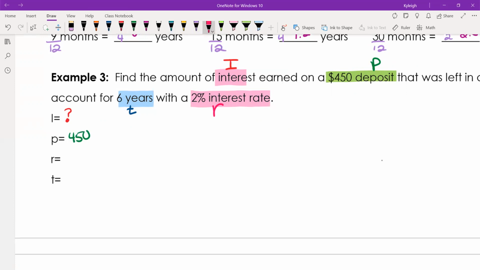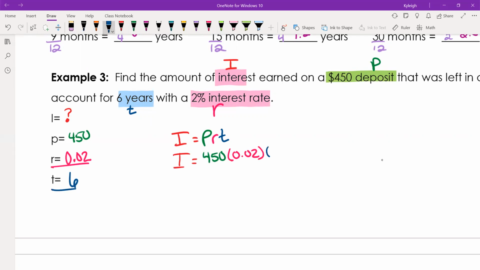My rate is 2%, but let's put that to a decimal. And that's 0.02. And my time is 6. Then we're going to plug that into the formula, right? The formula is I equals principal times your rate times the time. Let's plug that all in. I equals principal 450 times your rate of 0.02 times your time of 6.